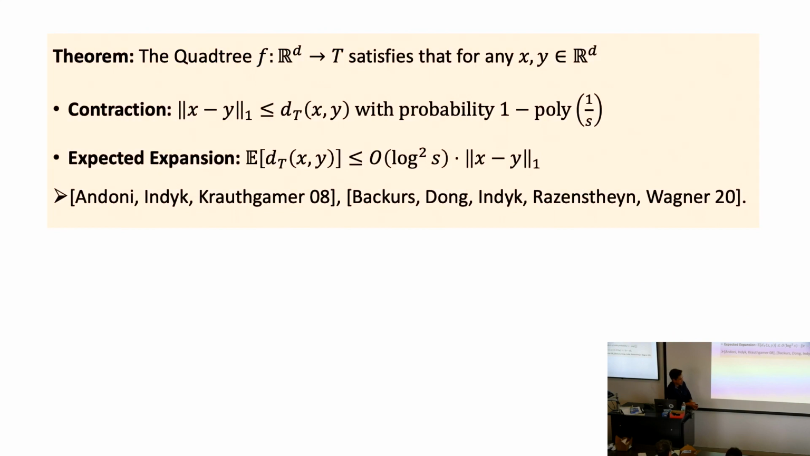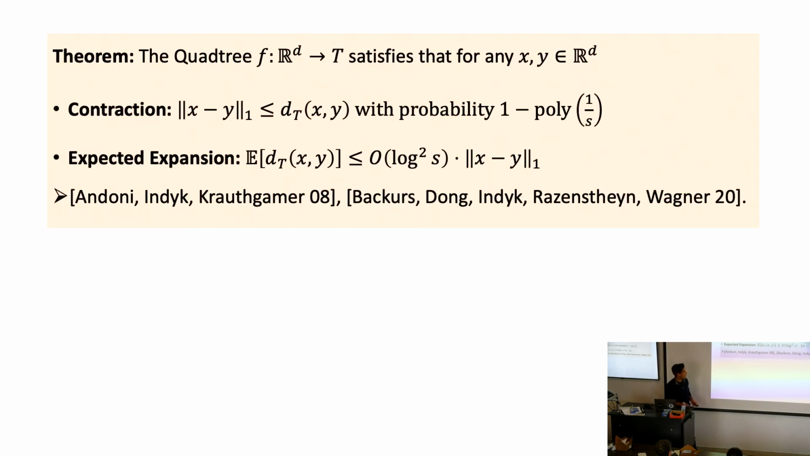So what did Andoni and Krauthgamer show about this mapping? Well, first of all, the distances of the tree are non-contracting with large probability. So the distances in the tree are always at least as large as the original distance with high probability in S. S is the size of the set.